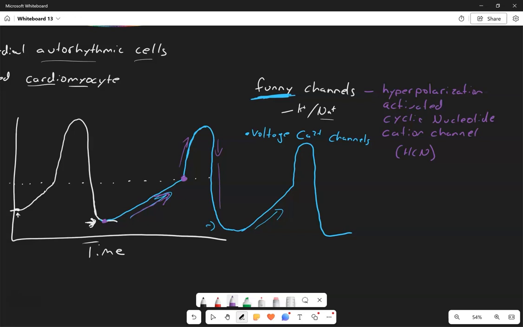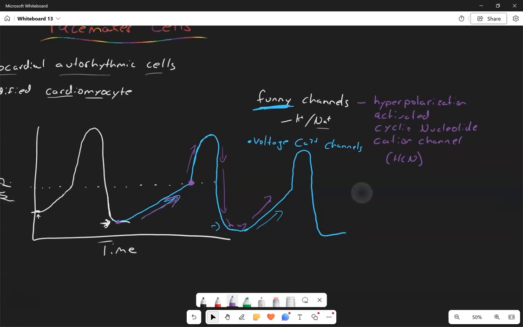The cell repolarizes, then it hyperpolarizes, and at hyperpolarization, those hyperpolarization activated cyclic nucleotide cation channels open up, and the process repeats itself. So once we generate one action potential, boom, action potentials are generated until the cells die.